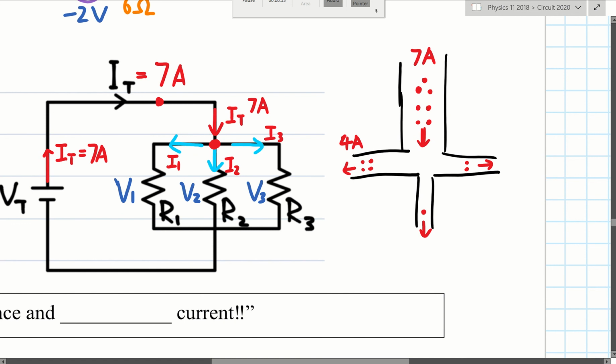So 7 coulombs of electrons go in, 4 coulombs go to the left, 2 coulombs go to the right-hand side, so 2 amps, and 1 coulomb goes to the bottom, so 1 amp. They must add up to the amount of current that entered the junction point originally. It must be, right? It's just conservation of things.